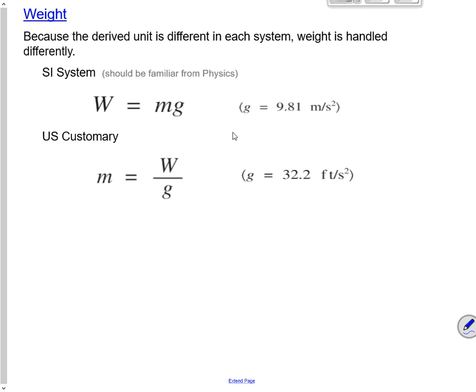In US customary units, it's much more typical that they'll describe an object and give you its weight. They'll tell you it's 12 pounds. Well, now if you need to calculate the mass, you have to rearrange that equation. And so the mass is the weight divided by the acceleration due to gravity. And in US customary units, the acceleration due to gravity is 32.2 feet per second squared.